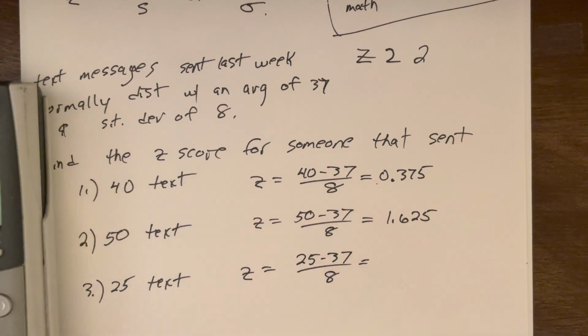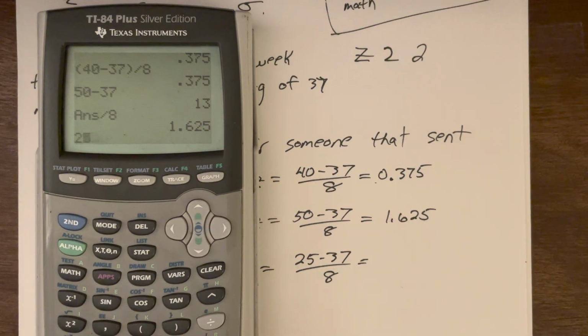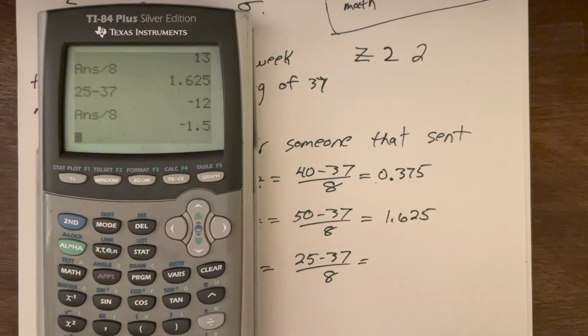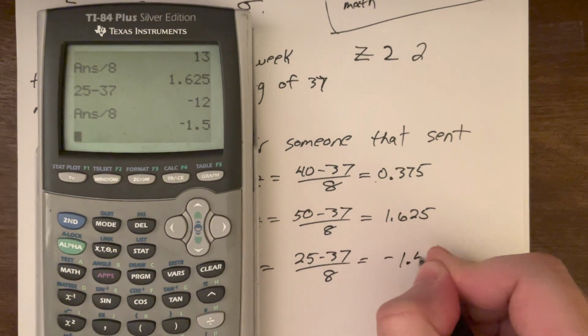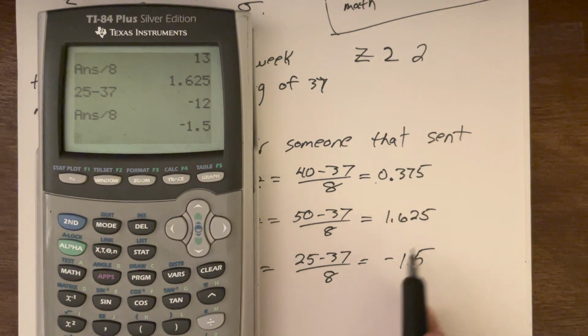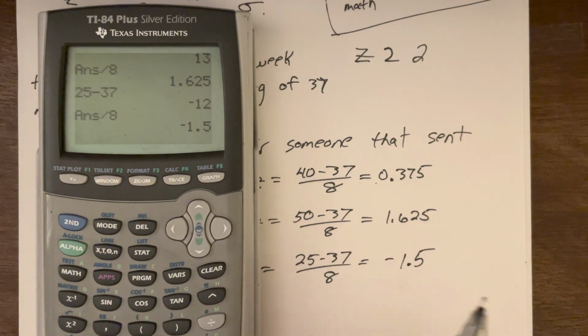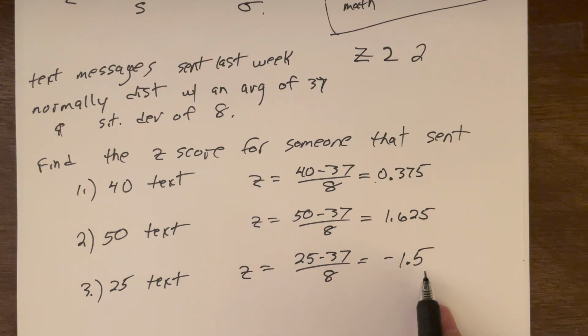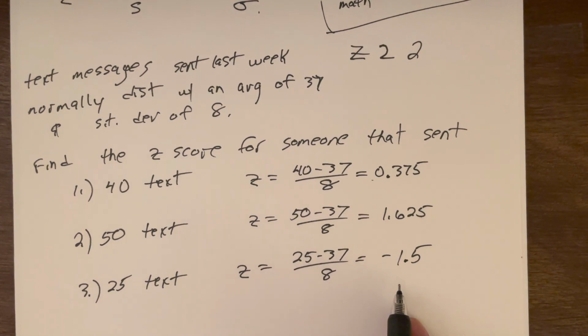Now the data value is smaller than the mean. So what? You get a negative answer, divide by 8. We get negative 1.5. The negative is important. Don't ignore that negative. That negative is a clear indicator that this is below average.